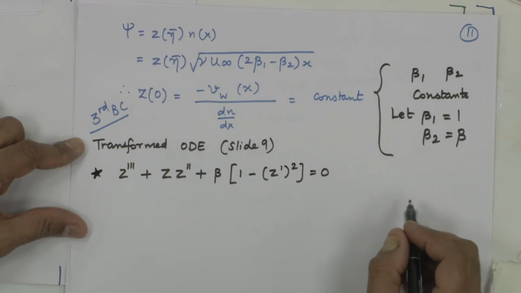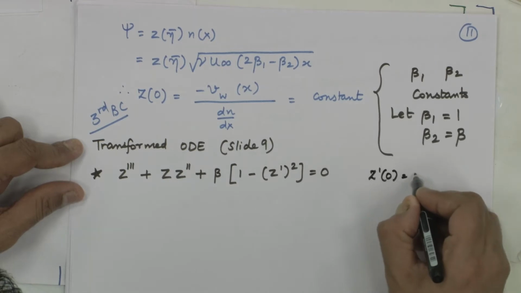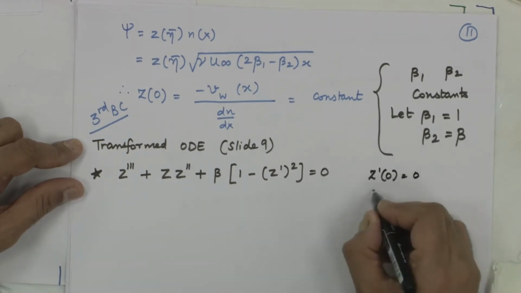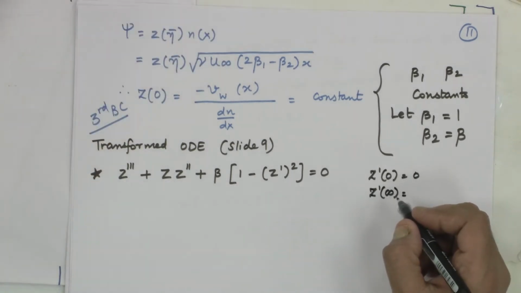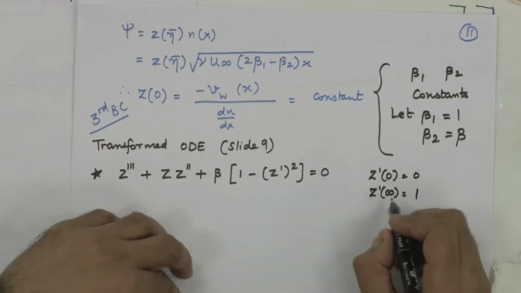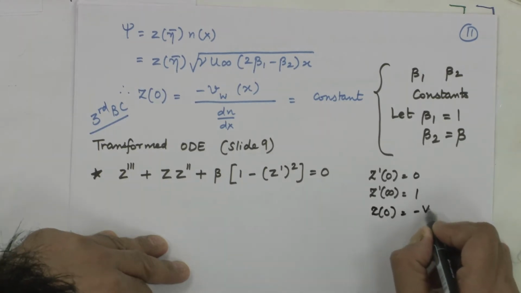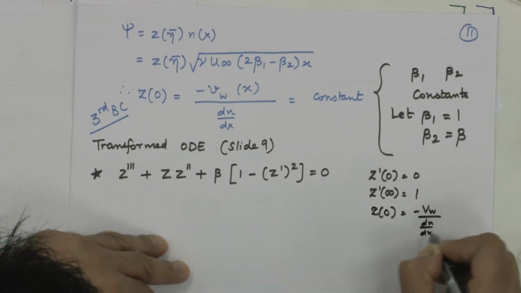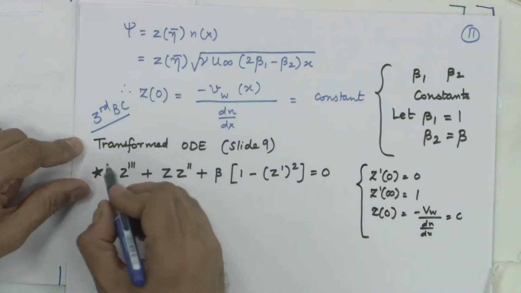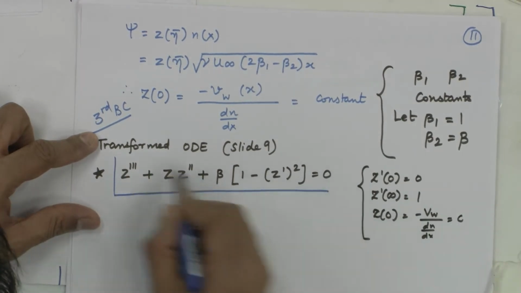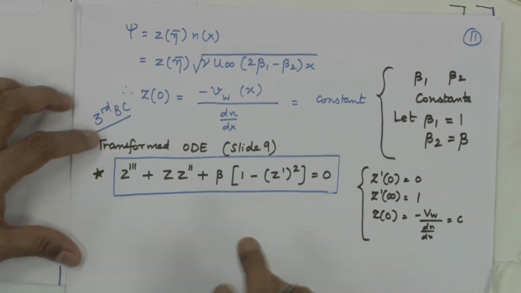This coupled with the other boundary conditions: z prime of 0 is the first boundary condition, 0; z prime of infinity is the second boundary condition, 1; the third boundary condition we just wrote, z of 0 is minus Vw by dn by dx, equal to constant. This is my ordinary differential equation. Now, everybody will be able to appreciate that this equation can be solved nicely.